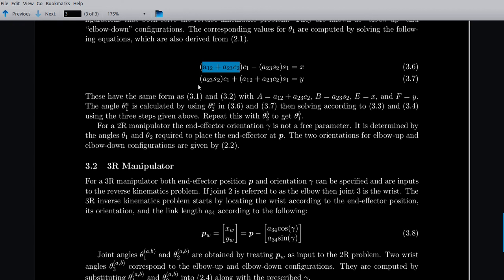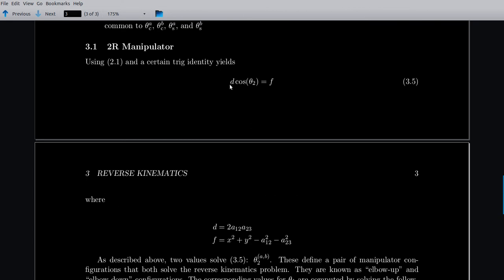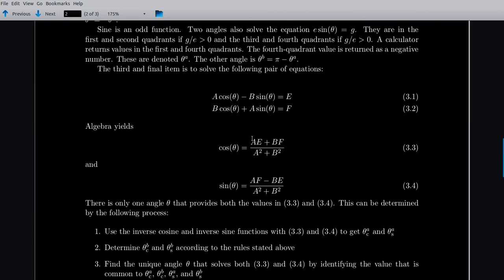One thing to remember is that theta 2 has two values. So we'll have one scenario where we use theta 2A, and then another scenario where we use theta 2B. And this equation takes the form shown here, and then this is how we will solve for an equation of this form.